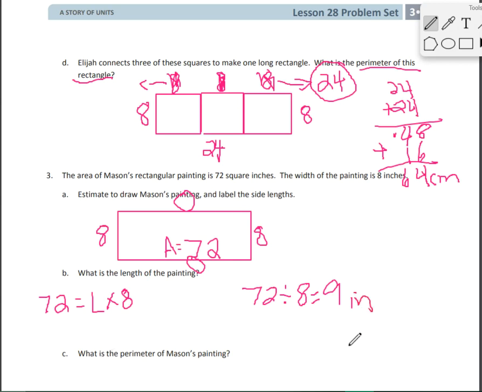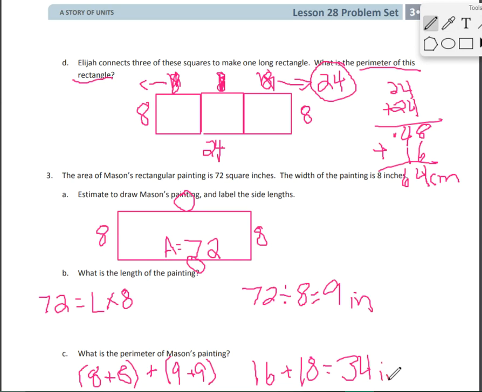All right, part C. What is the perimeter of Mason's painting? All right, I'm going to group my width together, and I'm going to group my length together. And so that gets me 16 plus 18. And 16 plus 18 is 34. So his painting has a perimeter of 34 inches.